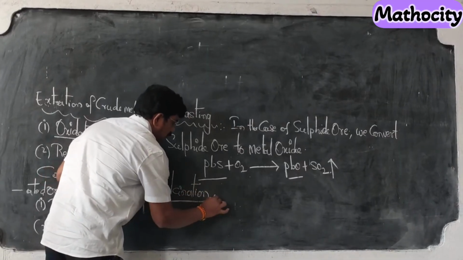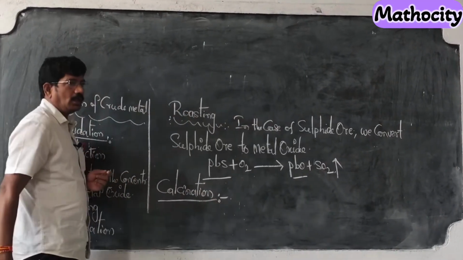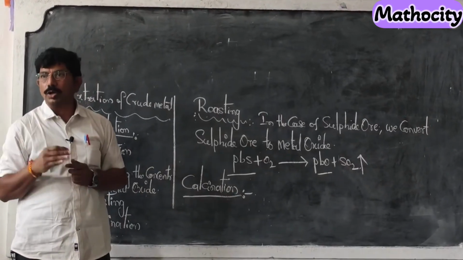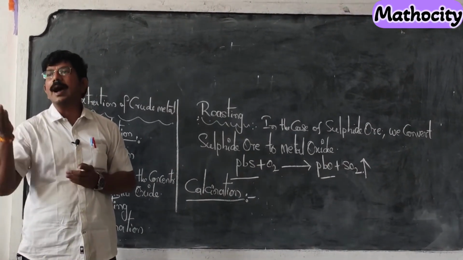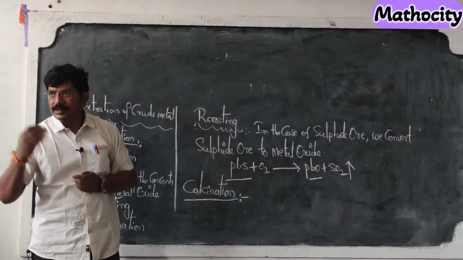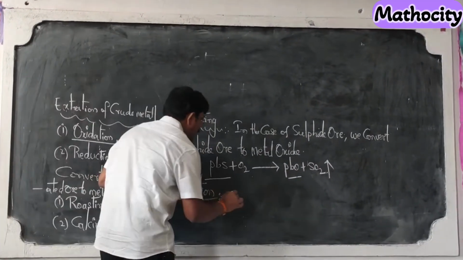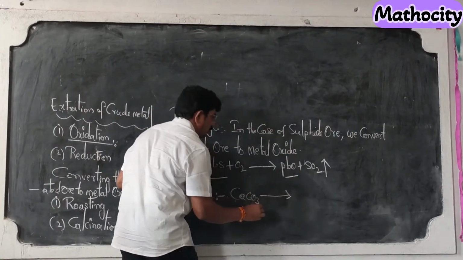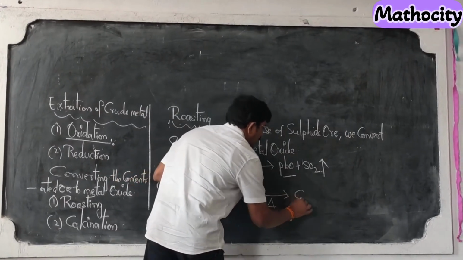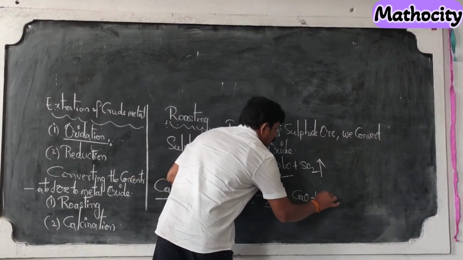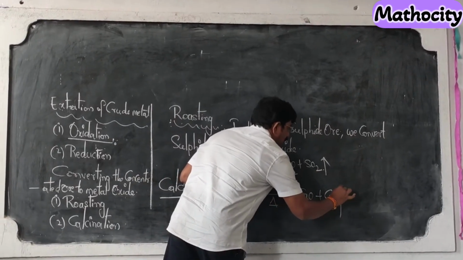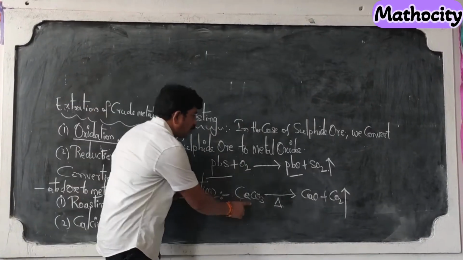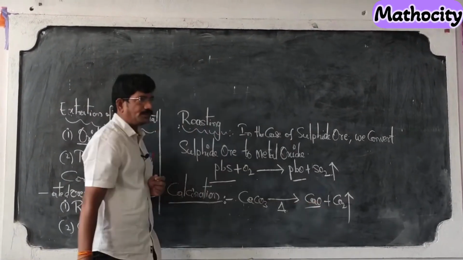Calcination. Okay, what do you mean by calcination? See, heating the ore in the absence of oxygen or in the limited supply of oxygen. For example, you take the case of calcium carbonate. You are heating this calcium carbonate. What you will get? Calcium oxide plus carbon dioxide is formed. Do you understand the concept? Here, carbonate ore is converted to oxide ore.